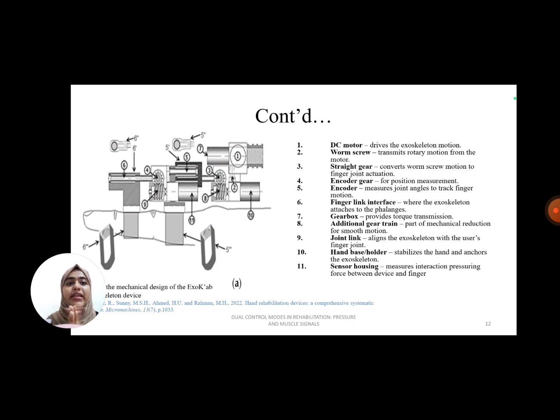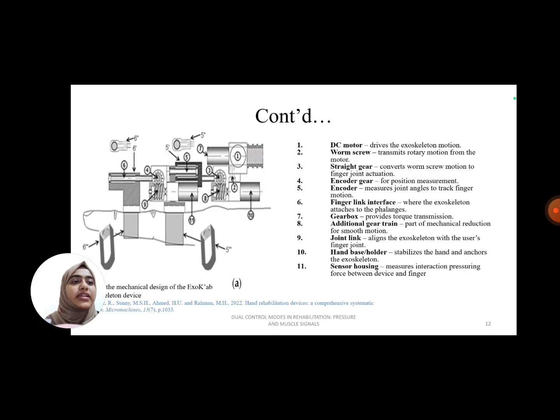So here we have a labeled picture, which is numbered 1, 2, 3 and so on. The first one is the DC motor, which drives the exoskeleton motion, and the second one is the worm screw, which helps to transmit rotary motion from the motor. The third one is the straight gear, which converts worm screw motion to finger joint actuation.